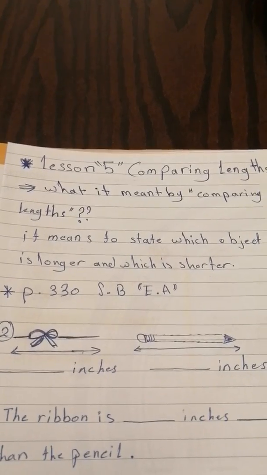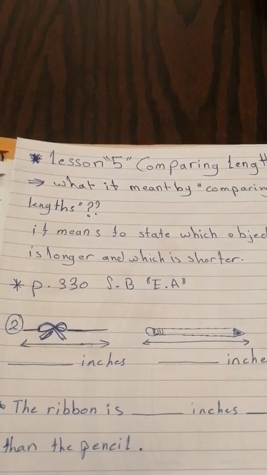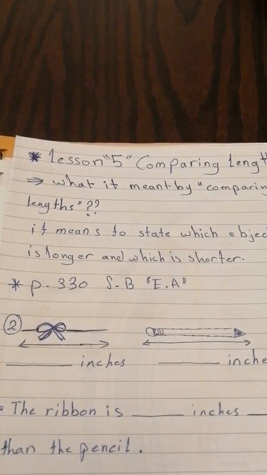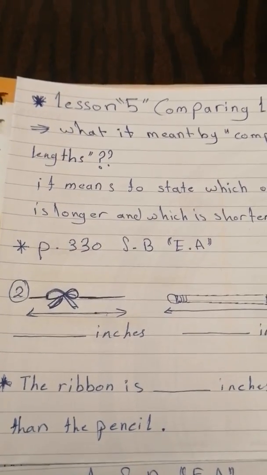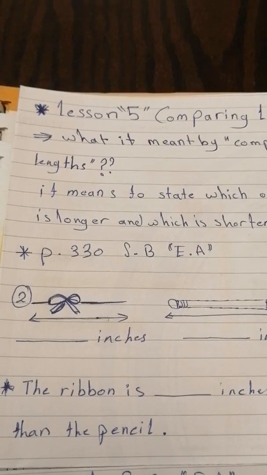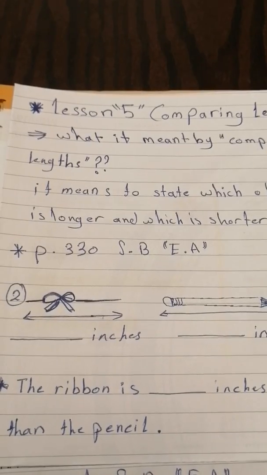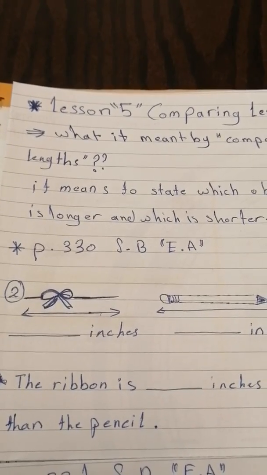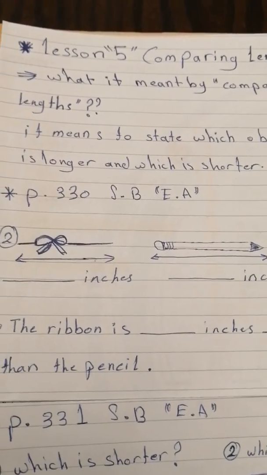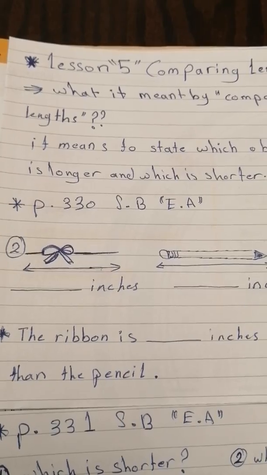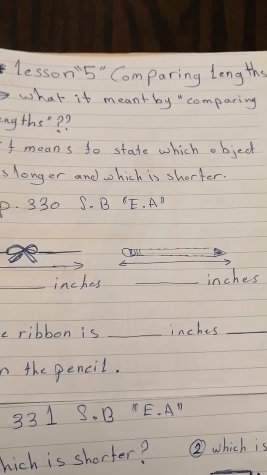To make it more clear for you, I hope you will go with me to page 330 of our student book, exercise A. With exercise A, the question is: measure the drawings of objects, then complete the sentence. Number 1 is done for you, so go with me to number 2. In number 2, we have two objects. The first one is a ribbon, and the second one is a pencil.